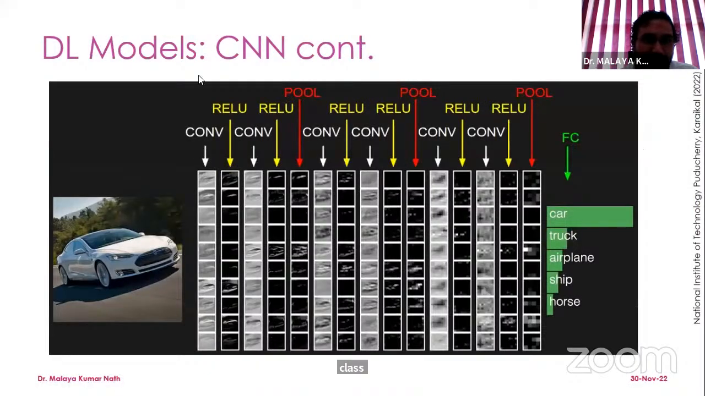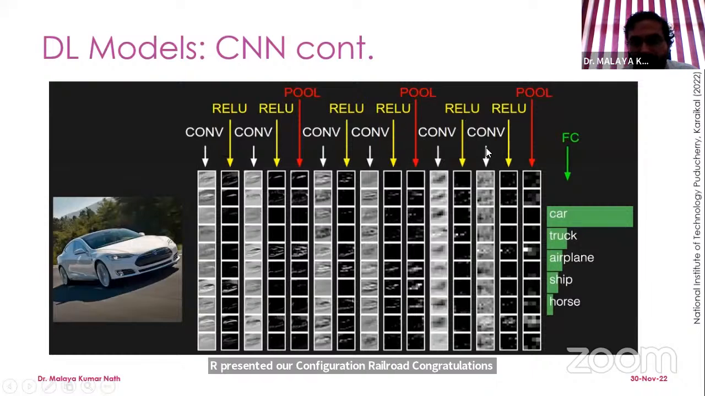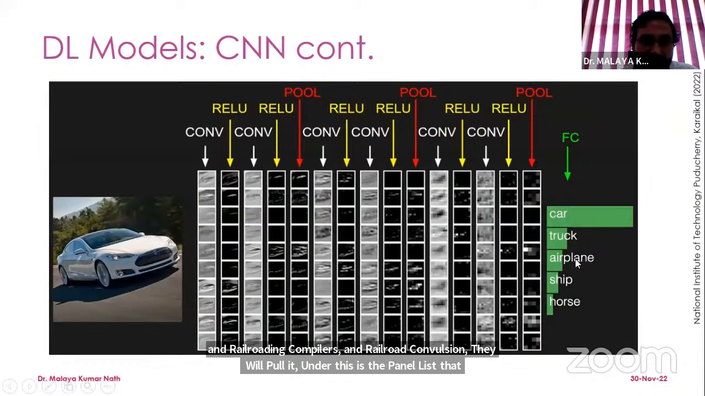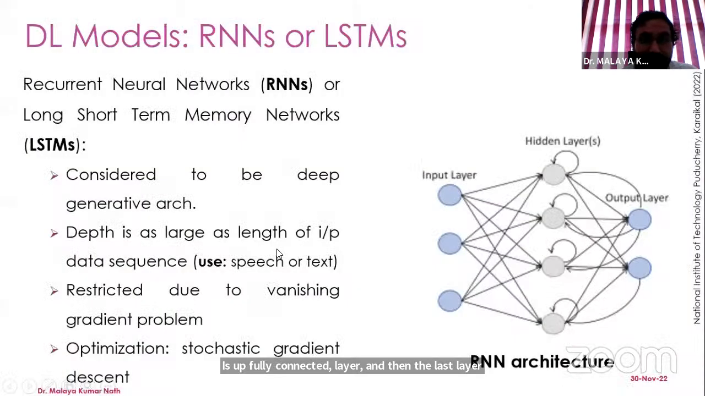So this deep learning model is represented as convolution, ReLU, pooling, convolution, ReLU, pooling, convolution, ReLU, pooling, and this is the final layer, that is a fully connected layer. And then in the last layer we can classify which class it belongs to.